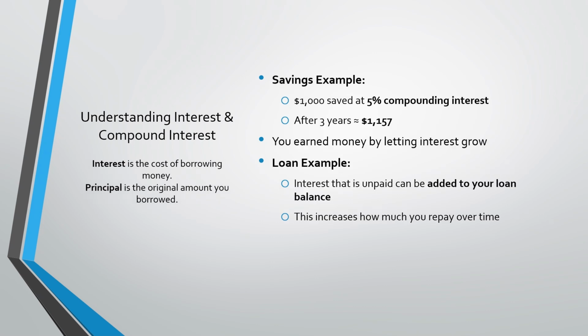Compound interest means interest is added to unpaid interest. This works for you when saving money, but against you when borrowing. When borrowing, unpaid interest increases the total amount you repay over time.